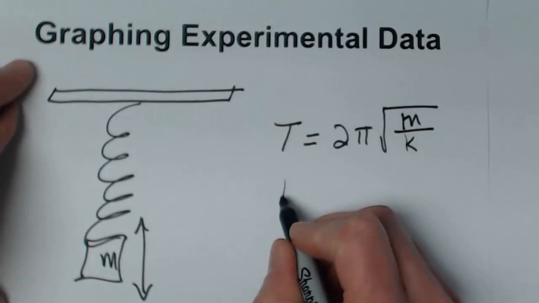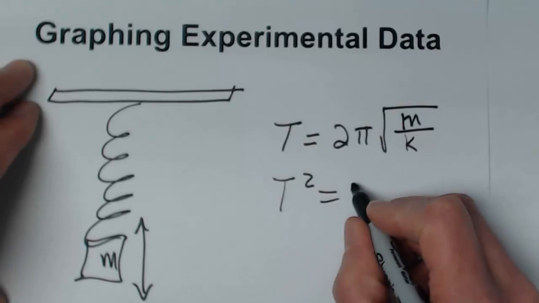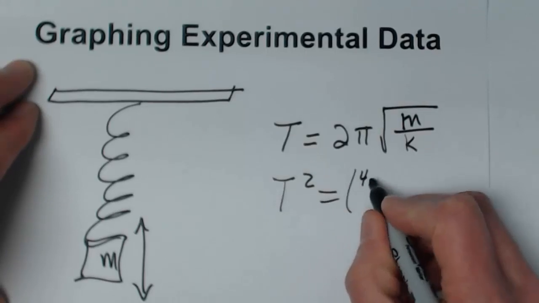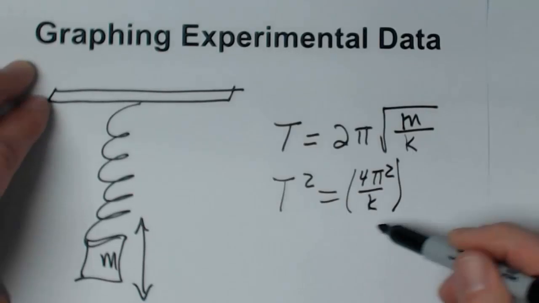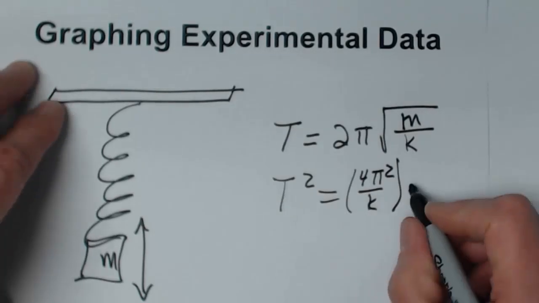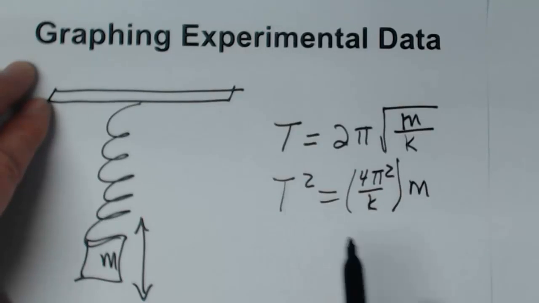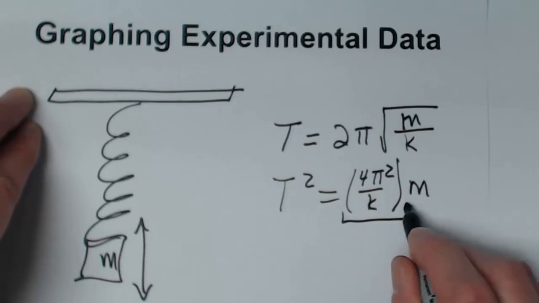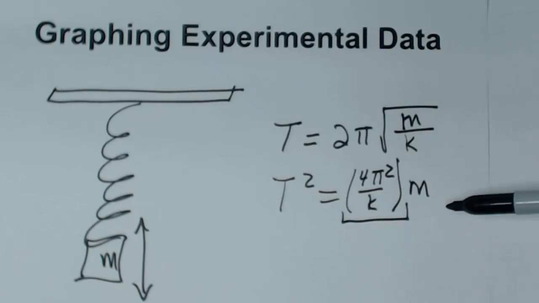However, if you were to graph T squared instead, square both sides of the equation, and I'm going to regroup things here, 4 pi squared over k. Now, don't worry about the mathematical details of this. They're not what we're after. What's important here, though, is that if I make a graph of T squared versus m, it's actually a linear graph, and it has a slope given by this. So when I graph T squared versus m, I'll be able to figure out what that spring constant is, and that would be the point of an experiment like this.